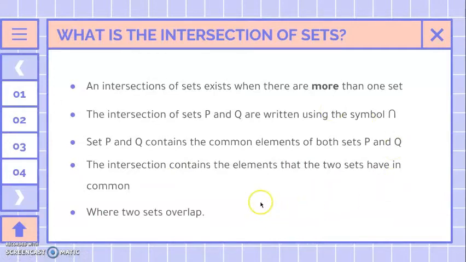So it means that for the intersection of sets to happen, you will need two sets minimum, for example set P and Q. So in set P and Q you will have elements such as 1, 2 and 3. So in those elements, whichever is the same, it will intersect with each other.